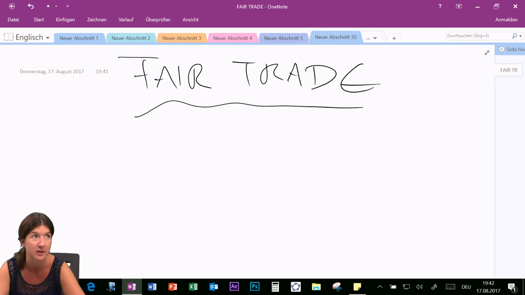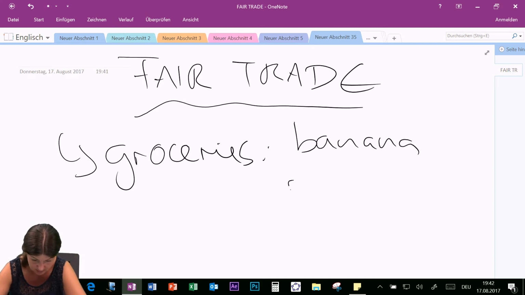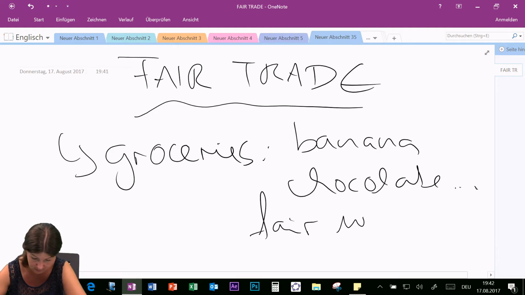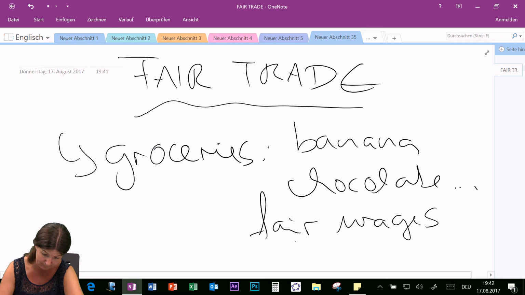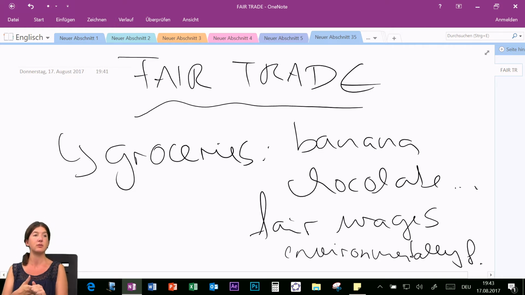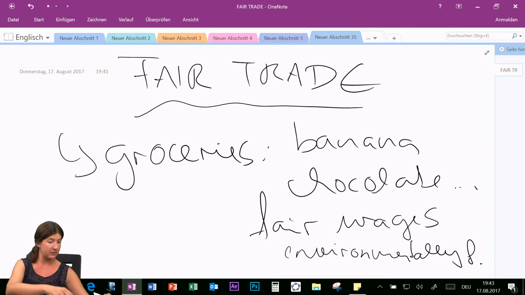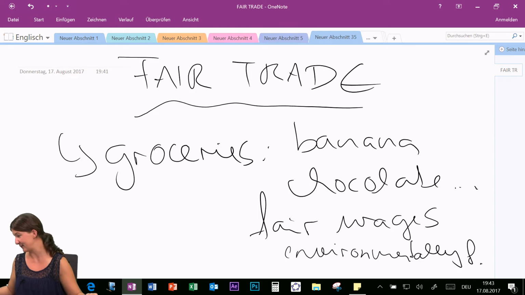Fair trade was originally established, I think the idea in the beginning was groceries like bananas, chocolate, and so on and so forth. It was about paying the producers fair wages or the laborers fair wages, and to make sure that the production is environmentally friendly. I think that was the basic idea of fair trade, so at the end of the day a very good idea. But there is also some criticism going on.